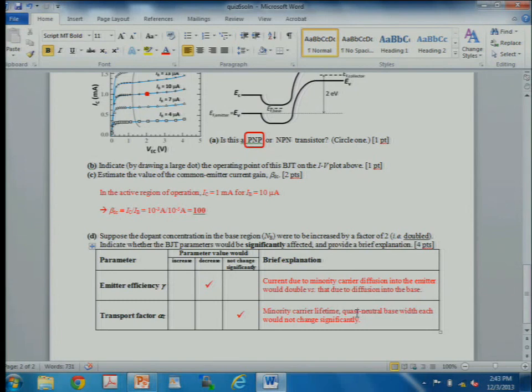Yes, the depletion region widths in the base will decrease a little bit when you increase the doping. But that's why I sort of emphasized significantly. But if you thought that the base width actually increases so that the transport factor degrades, we'll accept that as well. But it's not as significant of an effect.